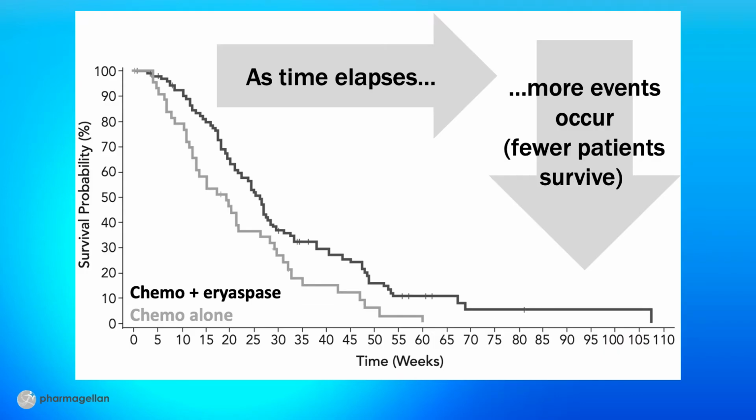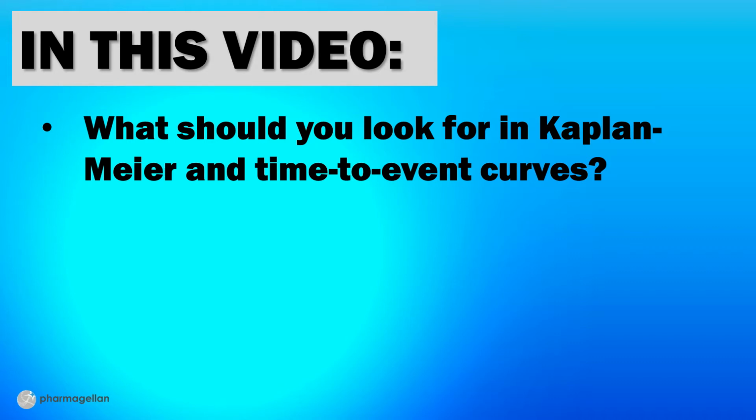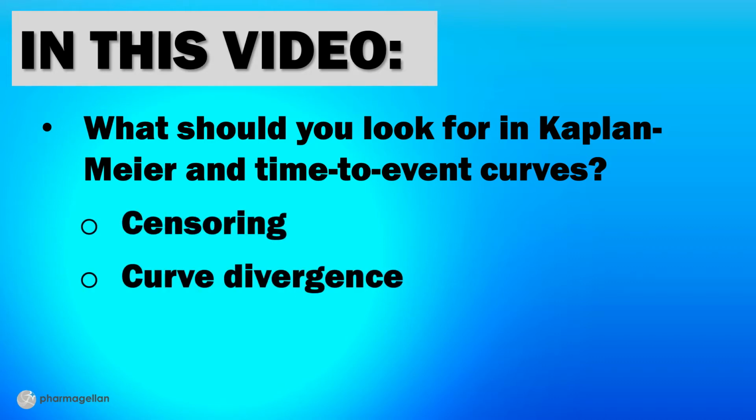If you need a refresher on the basic structure of these plots, please watch the first 2 videos in this series using the links in the description. In this episode, I'm going to go over some things you can learn by taking a close look at these figures. I'll cover 3 topics: censoring, curve divergence, and curve crossing.